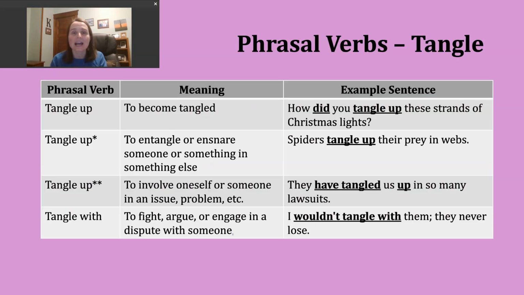Now, you might encounter this verb with some phrasal verbs, so let's discuss those. The first one many people use is to tangle up. This can have a few different meanings. One way just describes that action of something becoming tangled. So again, think of that kind of confused mass. An example of this in a sentence: how did you tangle up these strands of Christmas lights?